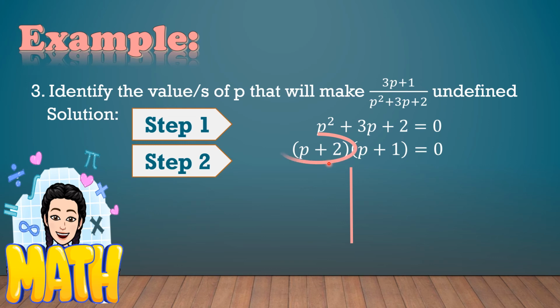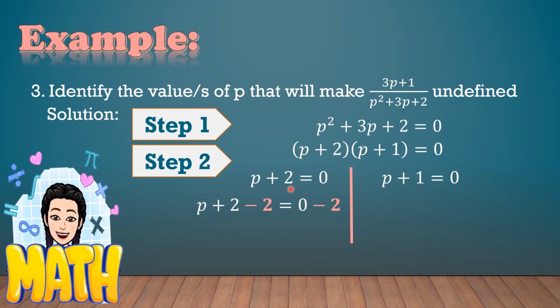Kaya naman, ang p plus 2 ay equal natin to 0 at ang p plus 1 ay equal din natin sa 0. Then, sa part na ito, magma-minus tayo ng 2 on both sides para ma-cancel tong 2 dito. So, matitira na lang sa side na to ay p. Then, 0 minus 2 is negative 2. So, the answer here is p equals negative 2.